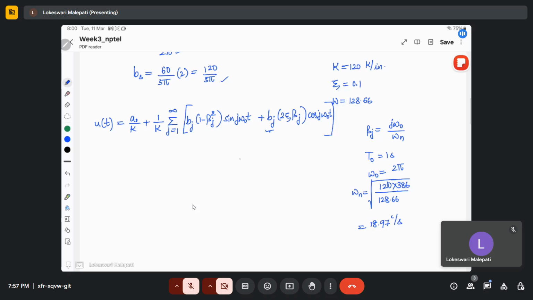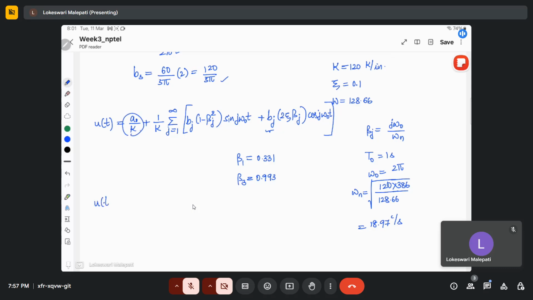So let's find out beta 1. Beta 1 would be simply omega naught by omega n, that is 2 multiplied by pi divided by 18.97, which is 0.331, and similarly beta 3 would be 0.993. Zeta is given, so we know all the things. We just have to substitute.